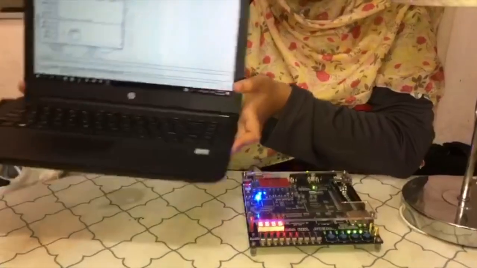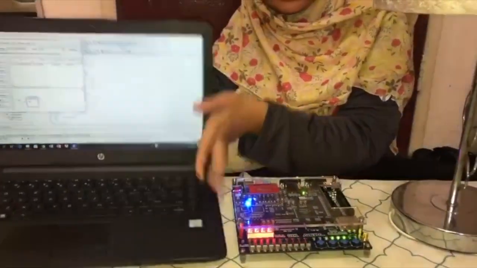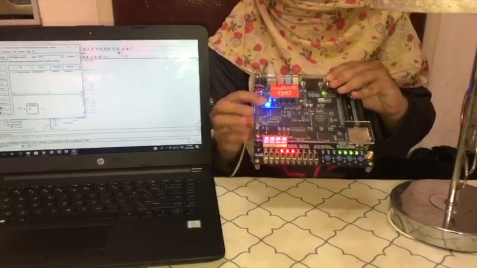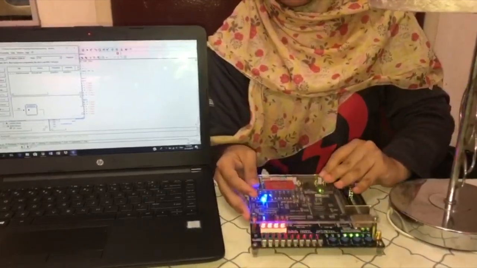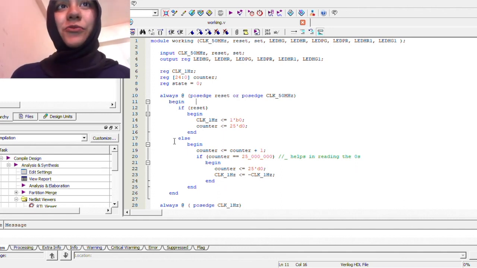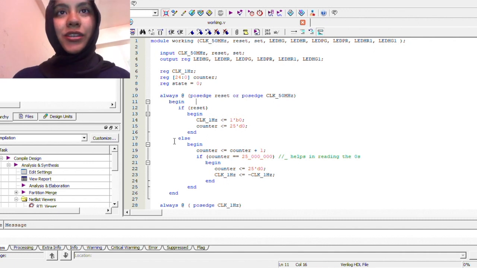Okay, so basically we're using the laptop and the Altera board DE1. Okay guys, so now let's have a look at the magic behind all these traffic lights. What you're looking at right now is the coding, and we are using the program Quartus. There are 3 parts to this coding.